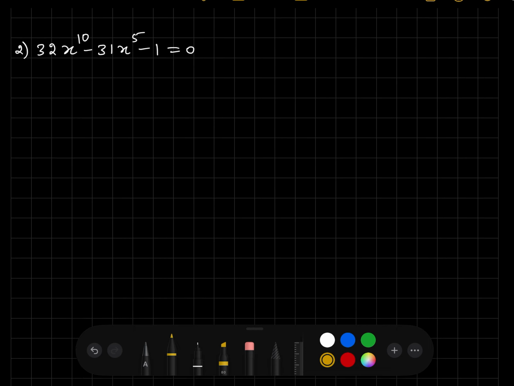So here I have written another one, which is 32x raised to the power 10 minus 31x raised to the power 5 minus 1 equals 0. What we will be doing is substituting. So let x raised to the power 5 is equal to y. Then x raised to the power 10 would be what? It would be y square. So I can write now: 32y square minus 31y minus 1 equals 0.